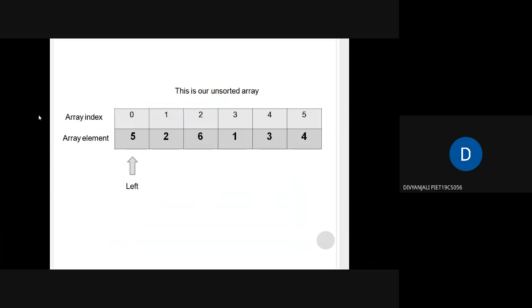Sir, so now we are starting from the right hand side and we have compared 4 with the pivot element and we have swapped their positions. Now 4 is at 0th position and 5 is at 5th position.